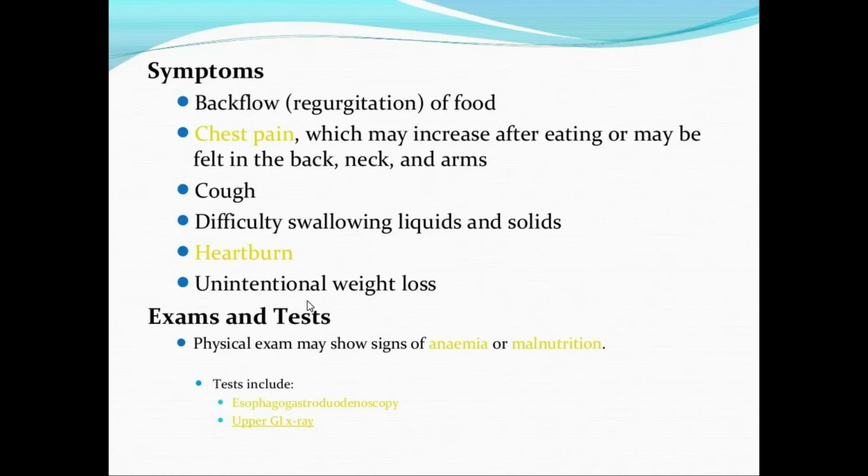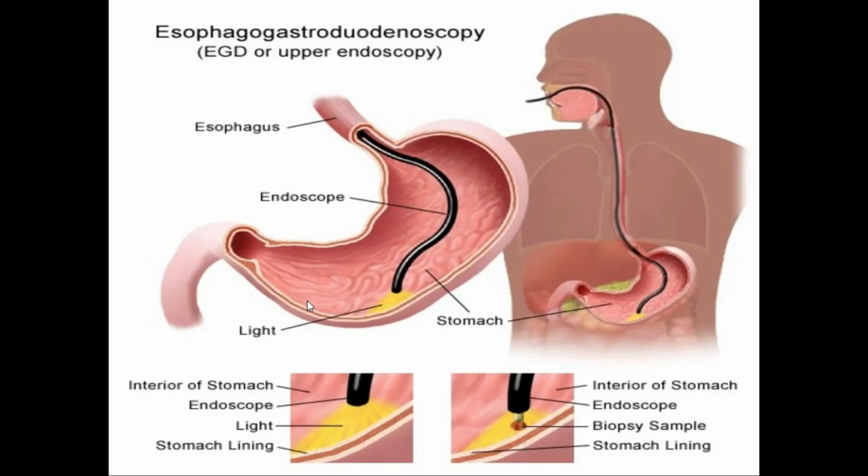In the tests and examination, the physical exam may show symptoms of anemia or malnutrition due to not getting enough food. The most common tests include upper gastrointestinal X-ray and esophagogastroduodenoscopy. This test is also very important in order to diagnose this disease, achalasia. In this case, a tube is inserted into the stomach and endoscopy is performed.